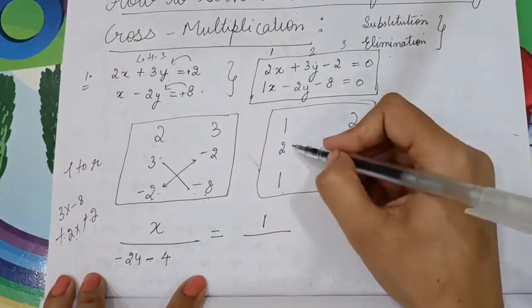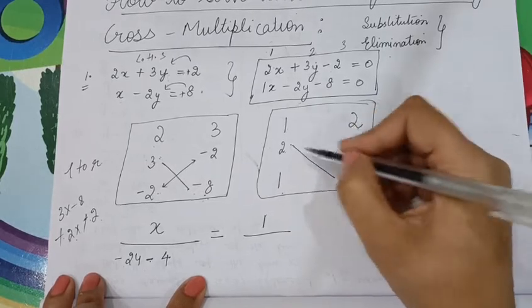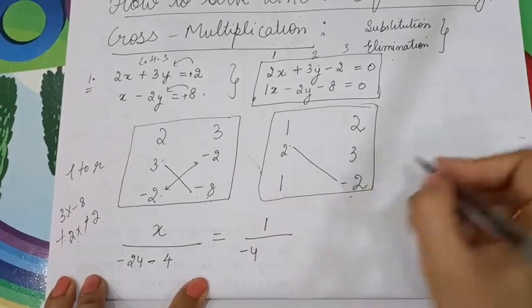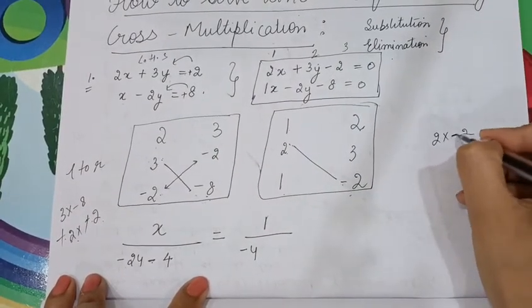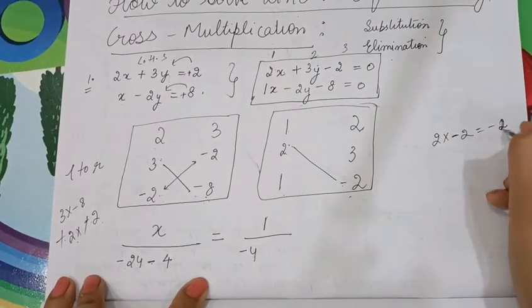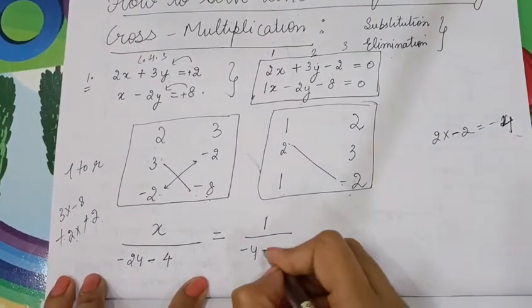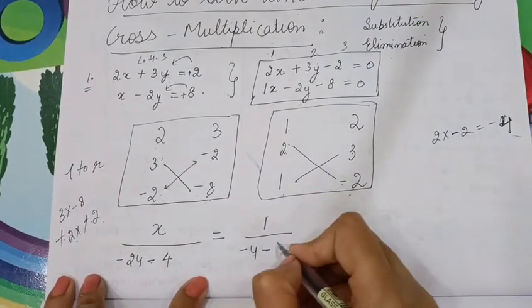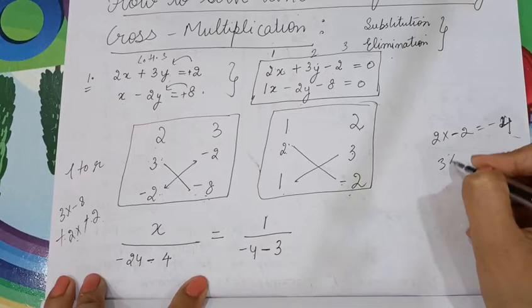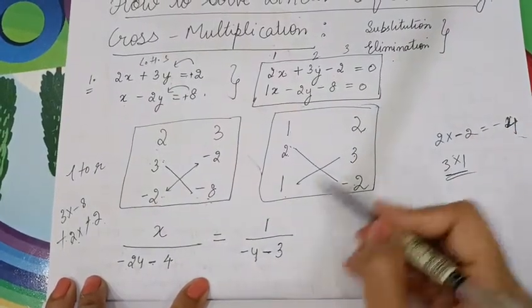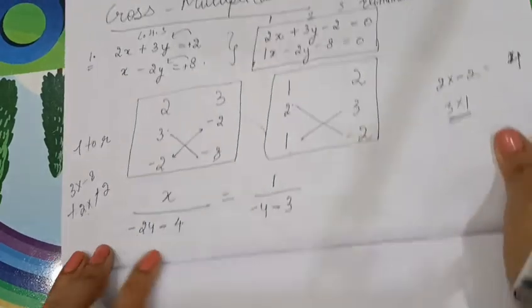Same process we will follow. From left to right we will multiply. 2 into minus 2 is minus 4. One minus sign means the answer is negative. So minus 4. Here again, this minus sign will always come. Then 3 into 1 is 3. Here we have multiplied 2 into minus 2, minus 4. Minus 3 into 1 is 3.